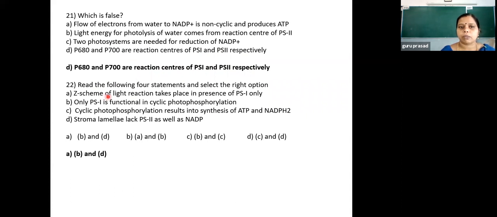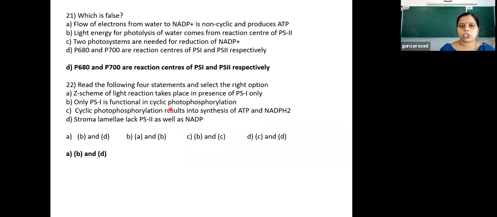Okay. Next, question number 22. Read the following four statements and select the right option. Z scheme of light reaction takes place in the presence of PS1 only. Is it right? No. Z scheme involves both the photosystems. Okay, next, let's see the other statement. Only PS1 is functional in cyclic photophosphorylation. Of course, yes, it is right. Next, cyclic photophosphorylation results in synthesis of ATP and NADPH. No, in cyclic photophosphorylation we get only synthesis of ATP. No NADPH is formed there. Stroma lamellae lacks PS2 as well as NADP reductase. Yes, this is the right statement.